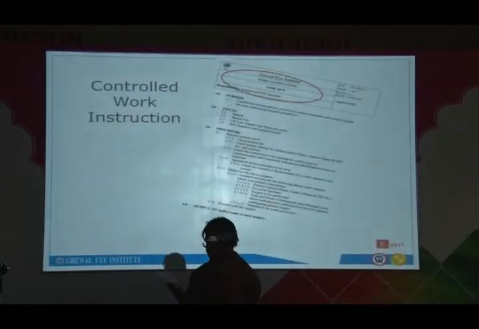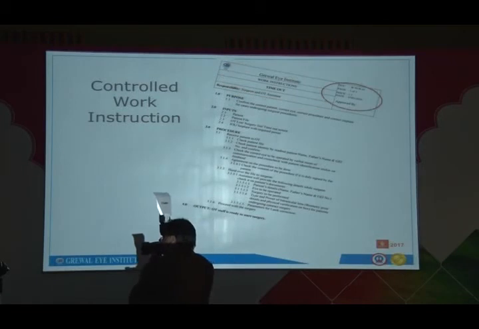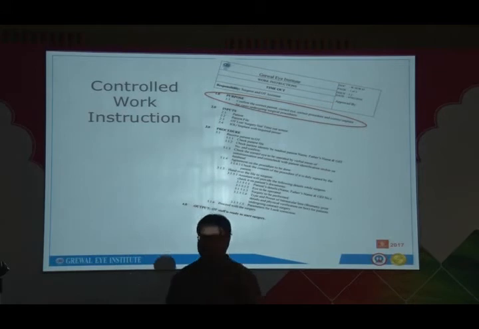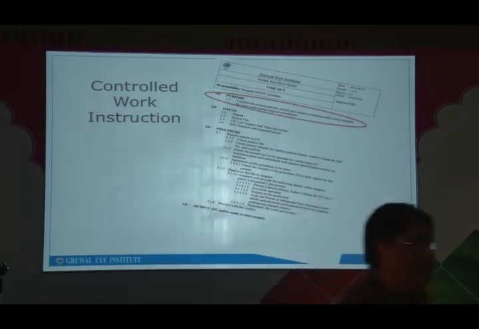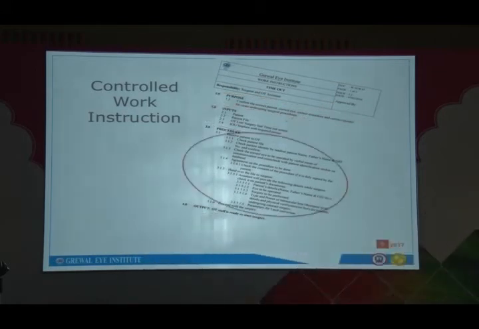And an SOP will look something like this: it carries the name of your place, then it has its serial number and date, and updates when they have been done. What are the inputs or things required for that? What are the ways to do it? These are the detailed steps, and what is the final end product.